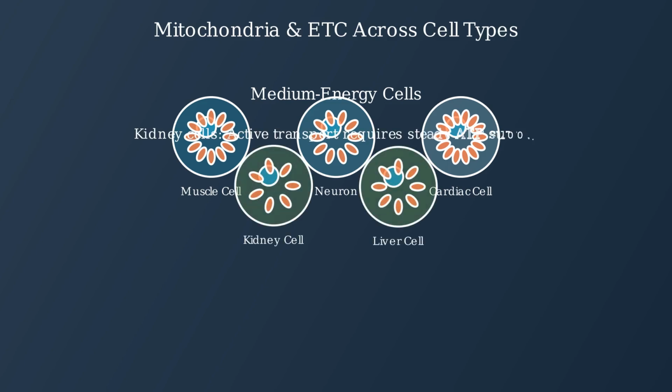Kidney cells rely on mitochondrial ATP production to power the active transport processes necessary for filtering blood and maintaining electrolyte balance. Liver cells have the remarkable ability to adjust their mitochondrial activity based on metabolic demands. Their electron transport chains can ramp up during periods of high metabolic activity. Some cell types have lower energy requirements and consequently fewer mitochondria.